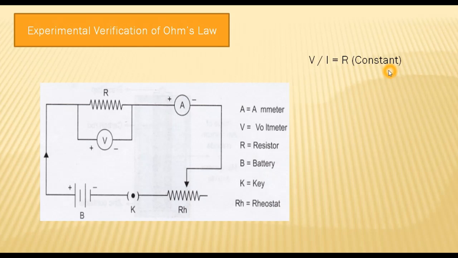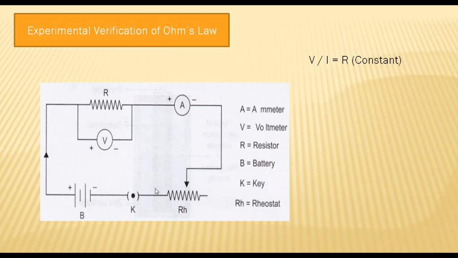Suppose you have a piece of resistance wire, which is a conductor here, and we want to verify Ohm's law for this conductor. That is, we want to show that this conductor, this R, obeys Ohm's law. So for this purpose, we will take a battery here represented by B. We'll take a switch or key, represented by K, and we'll take a rheostat. A rheostat is a device which controls the current by varying the resistance. It can change the value of resistance in the conductor.